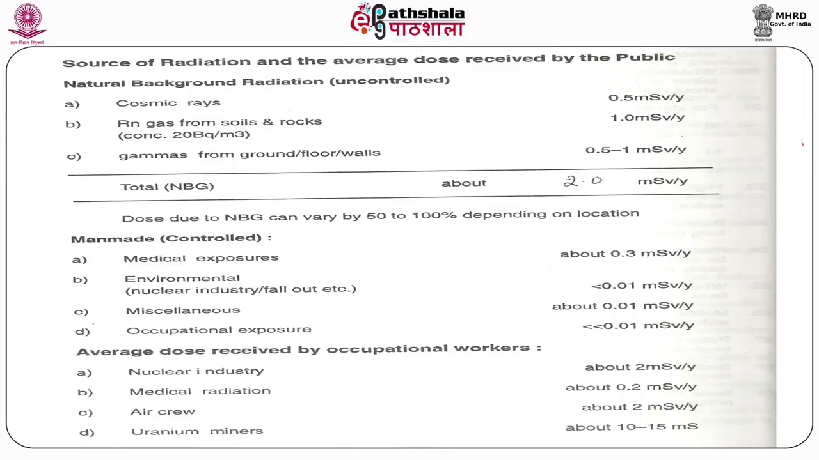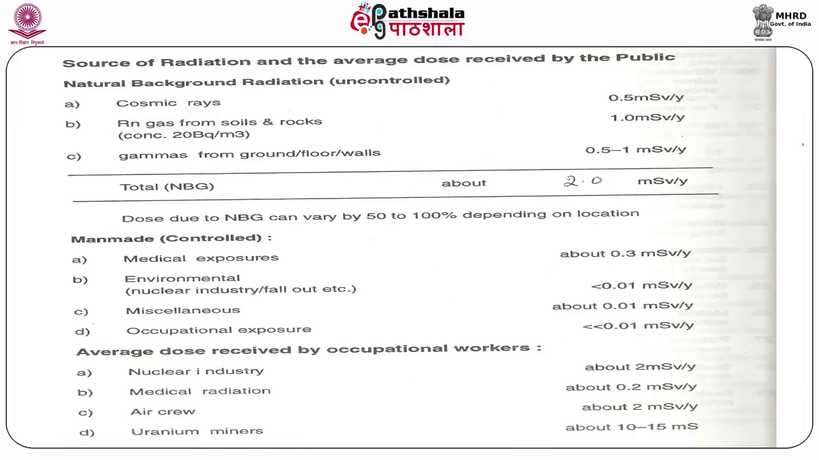Now, what are the various sources of radiation, and what is the average dose received by the public from these sources? When I say public, it is a little different from radiation workers. The public is not involved in radiation work directly for its profession or for any gain. So that's the public. Cosmic rays, everybody is equally exposed, depending, of course, on the altitude and latitude of the place. All people, whether they are radiation workers or not, are exposed to cosmic rays.